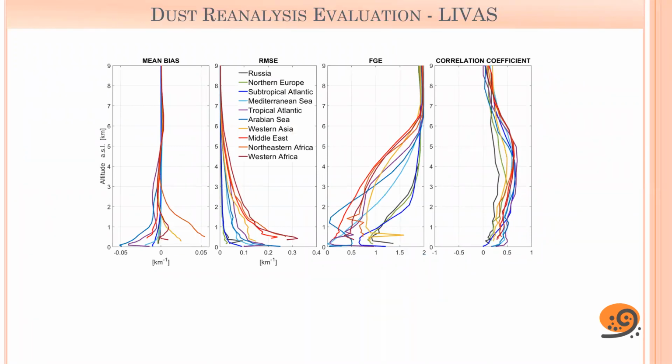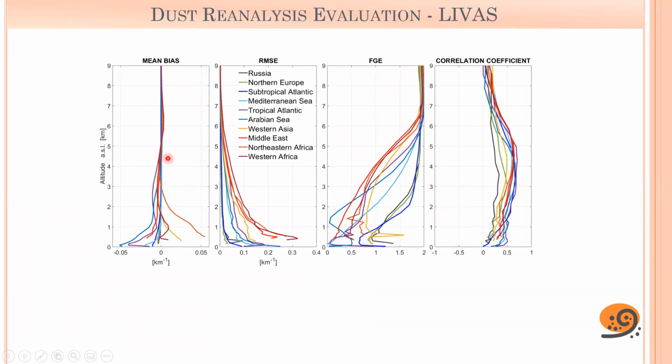If we put together the profiles of the evaluation results of the different subregions, we can see that for the lower altitudes, Monarch overestimates the dust extinction coefficient over the source regions, which are represented by shades of brown, while underestimating it over the dust transport regions represented by shades of blue in this graph.